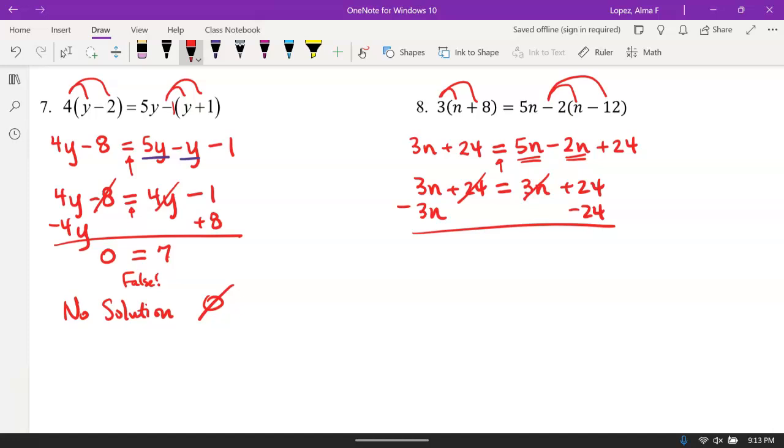When I combine 3n and negative 3n, I get 0. When I combine 24 and negative 24, I get 0. There's a difference in this one and the last one. This one is true, but it's not something I can solve the traditional way because this has all real numbers as its answer. It's kind of an infinite solution, but you're going to write the answer as all real numbers.